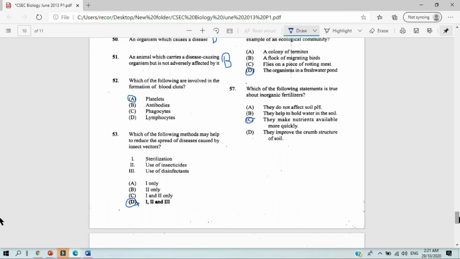So just to use insecticide, that is just one way, I think. So I don't think that B would have been the best answer, and I think, of course, 3 has a space therein. So D, I chose D for 53.